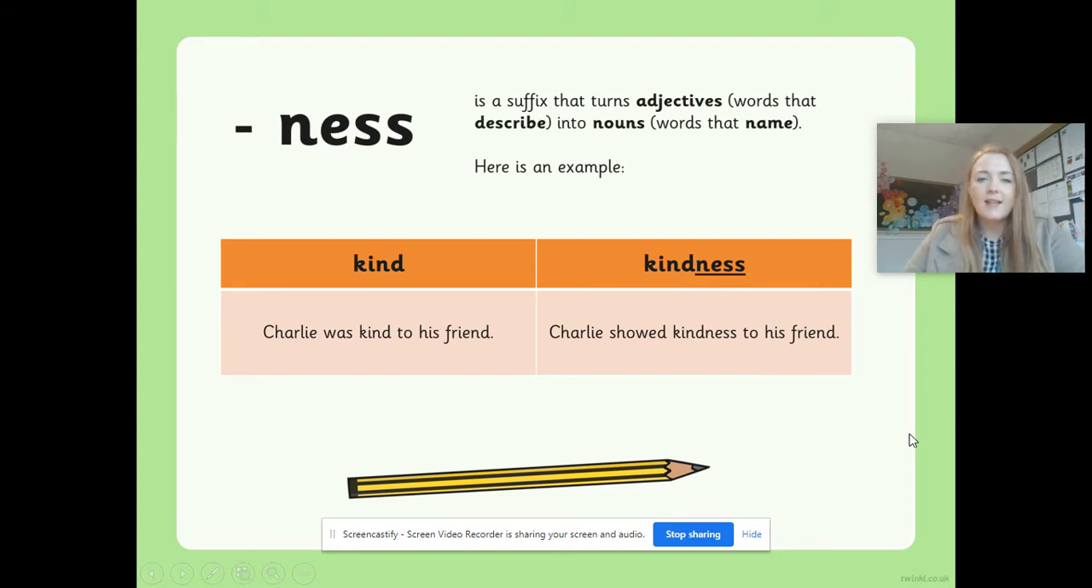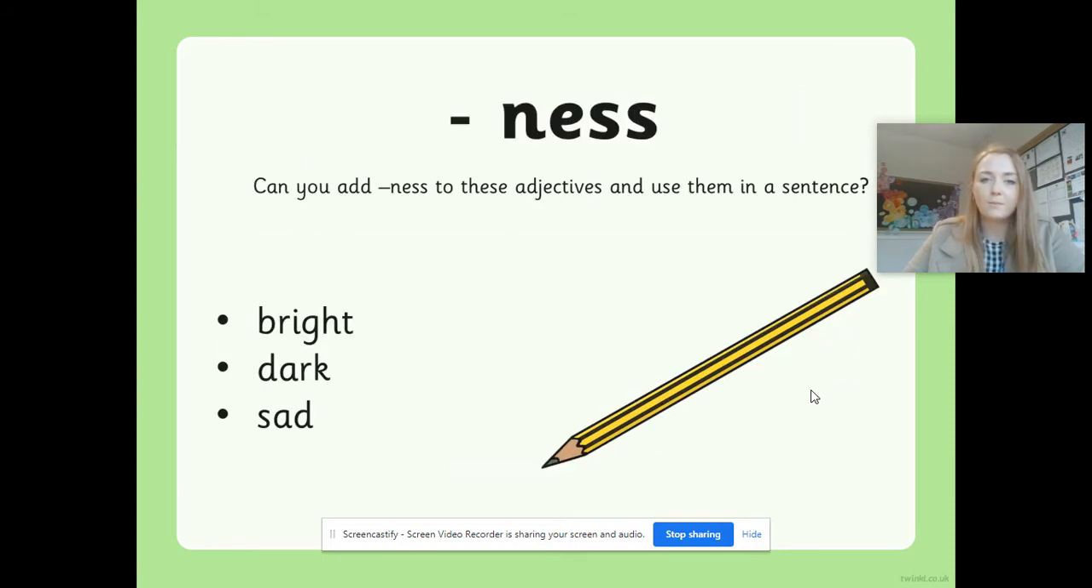So ness is a suffix that turns adjectives, so we all know that they are describing words, into nouns, so a person, a place, or a thing. So this is an example, and I know we've used this in our classroom, but if the word is kind, that's an adjective. Charlie was kind to his friend. If we add ness as a suffix at the end, that becomes a noun. It now becomes kindness. Charlie showed kindness to his friend. So adding ness at the end of a word changes it from an adjective into a noun.